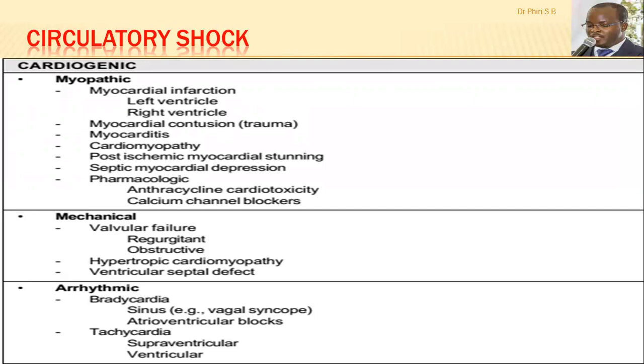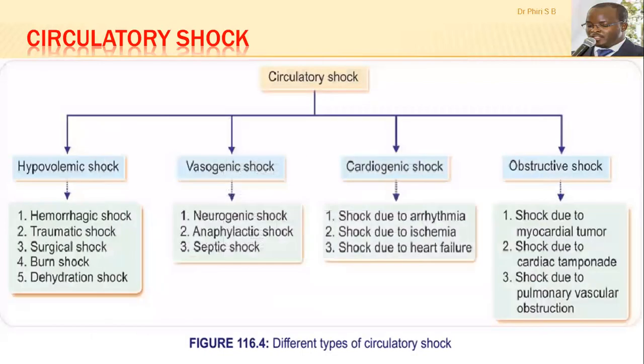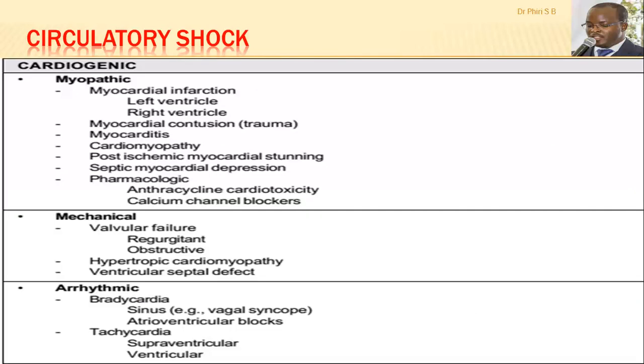Tachycardia, you can have supraventricular tachycardia or ventricular tachycardia. So if the heart rate has increased so much to the extent that it's not allowing ample time for filling the ventricles, you'll find that overall the filling time is reducing. At the same time, the end diastolic volume is going to reduce, the stroke volume is going to reduce, the cardiac output will reduce, the blood pressure will reduce, and that can also result in shock, cardiogenic shock.